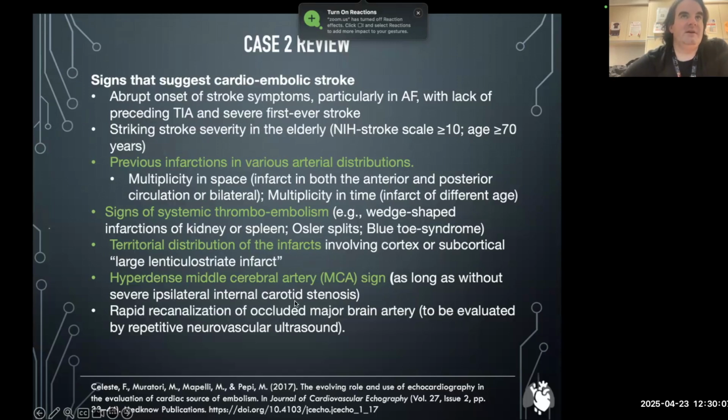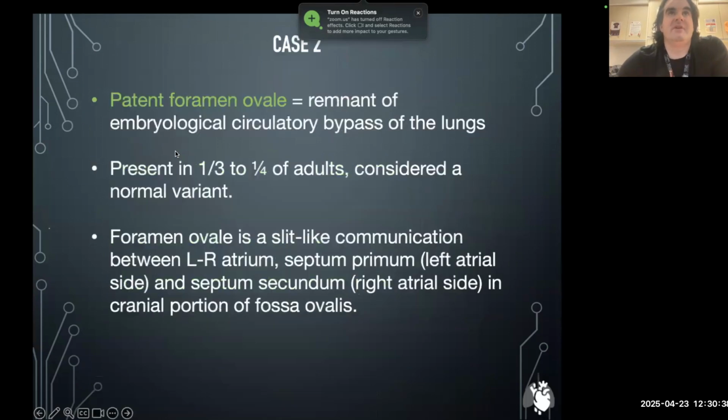Hyperdense MCA sign, as long as the carotid's okay. And then rapid recanalization of an occluded artery in the brain. These are all things that we think of, and I've certainly had my fair share of cases with new wedge infarctions in the kidneys or liver, for example, in the setting of a poorly functioning heart, where perhaps an LV thrombus was initially missed, or there's just a risk with atrial dysfunction and appendage clot. So again, just things that suggest that.